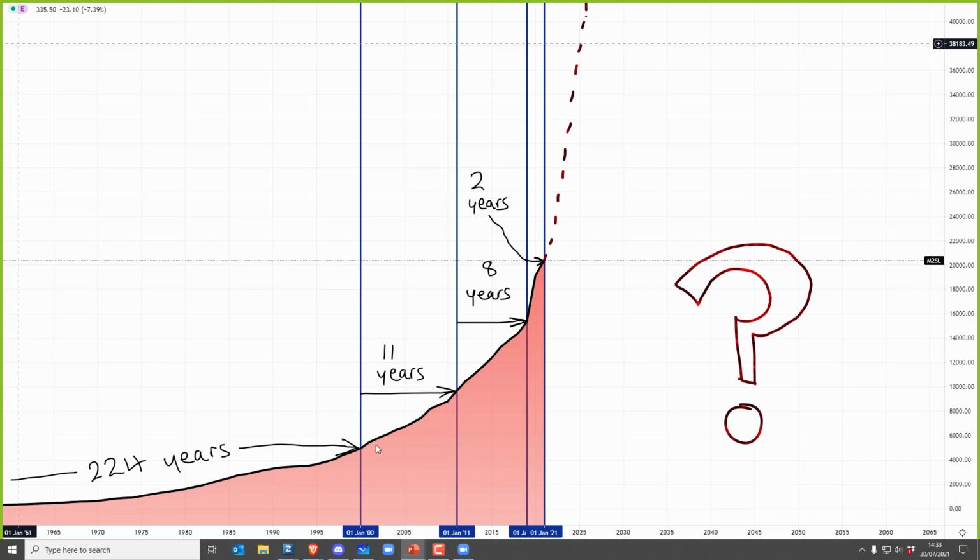Then it took 11 years to get the next $5 trillion. Then it took 8 years to get the next $5 trillion. Then it took 2 years to get to the next $5 trillion. How long do you think it'll take to get to the next $5 trillion? Well, I can already draw this in. It's going to be 1 year, because it's coming next year. Biden's stim pack. It's going to be, I think, something like a $6 trillion stimulus package.